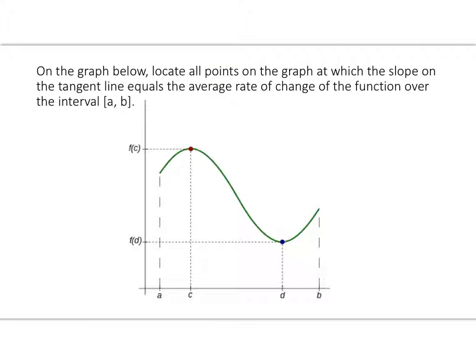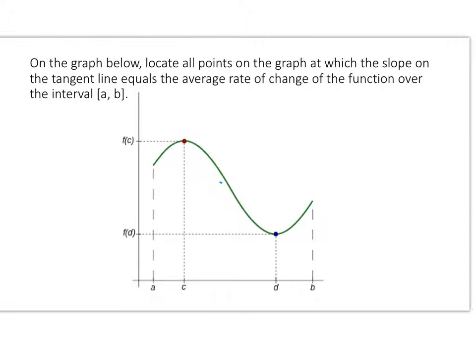Okay, so I want to make sure we have a better understanding of this. So on this graph, I want to find all the points on the graph at which the slope of the tangent line equals the average rate of change of the function over my interval a to b. Well, notice from a to b, I think I can draw a line here, I'm not sure. We'll see. A to b, so here's the endpoint A, here's endpoint B. So if I draw my line, nope, that didn't work.